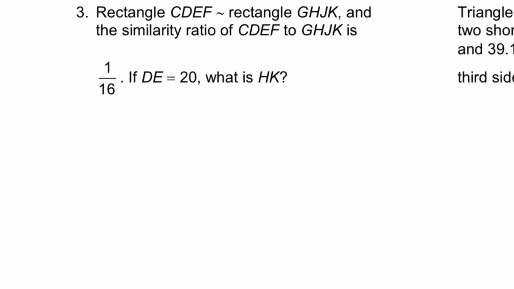Well, first of all, I think there's a little error on this problem. If you look at your similarity statement up here, DE is the middle 2 letters. So that should correspond to the middle 2 letters over here for the second rectangle. So those 2 segments would correspond. So I believe that instead of HK, this should say HJ. So we're going to want to make that change. I went ahead and made that change, so we're going to find the length of segment HJ instead.